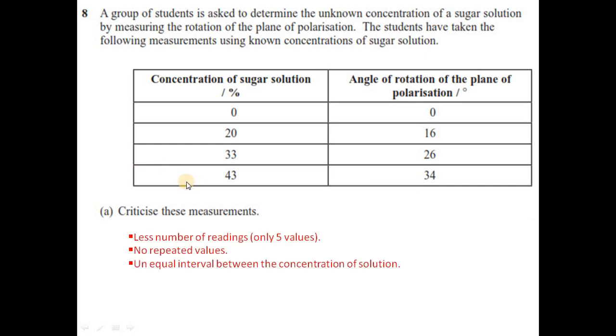So you can write like this. It's not necessary that you mention the number. If you mention it, it is okay, but if you write a small number of readings, it's sufficient. If you want to mention it, there are 1, 2, 3, and 4, so you can say only 4 readings, which is not sufficient for the purpose of a graph. And no repeated values and unequal intervals.